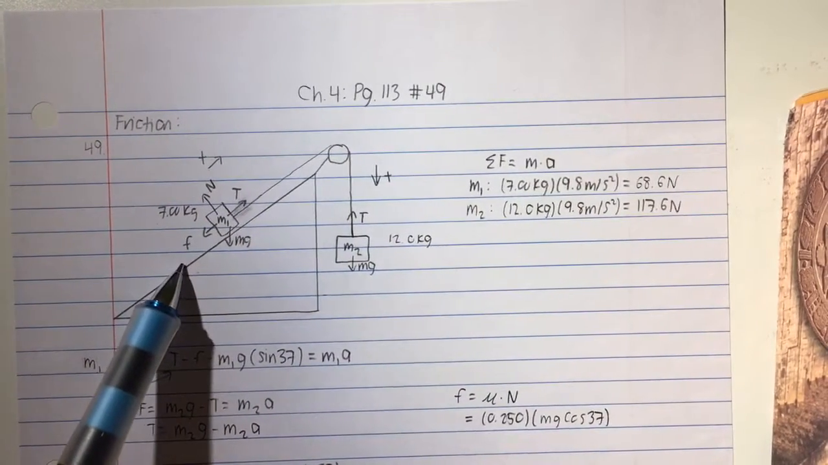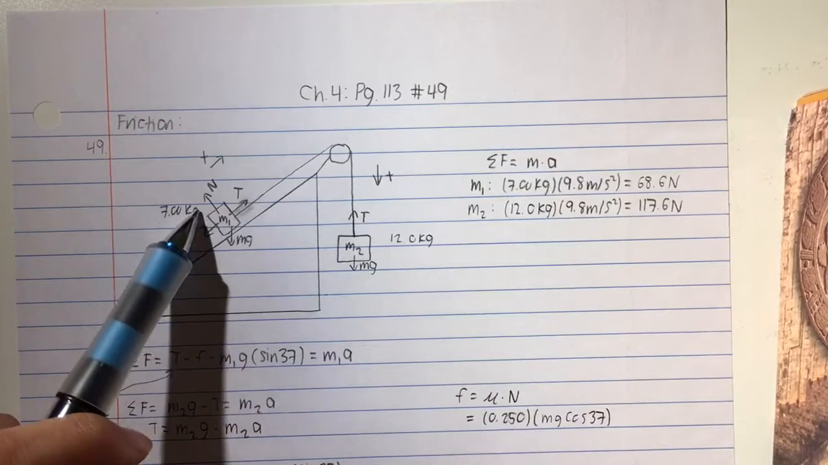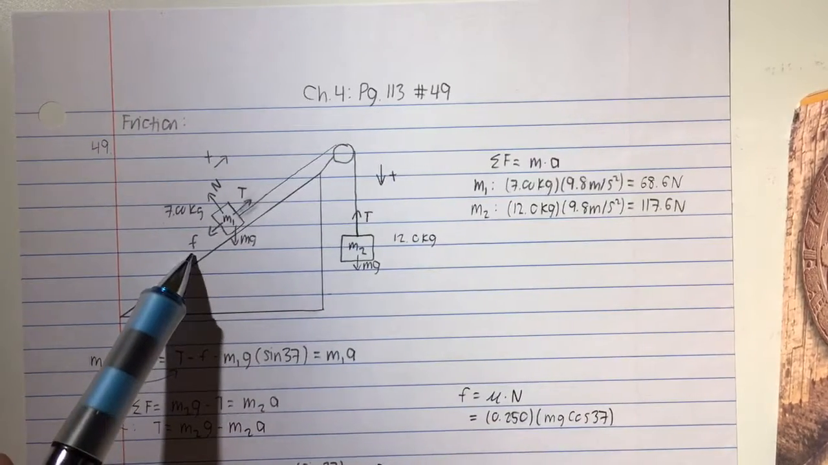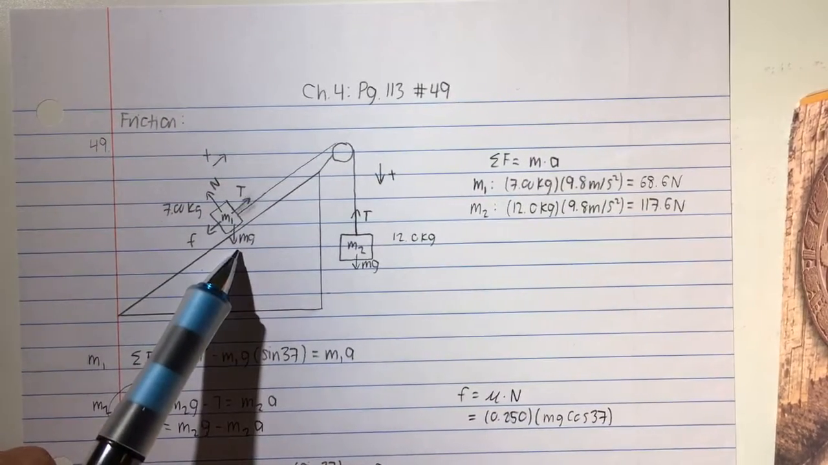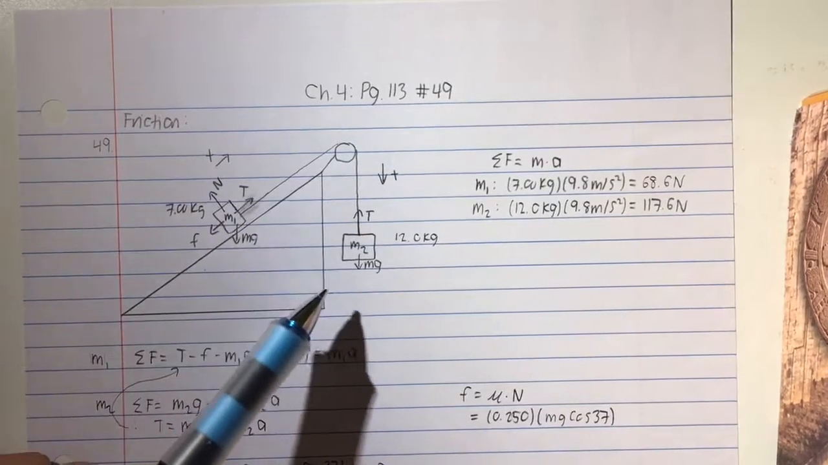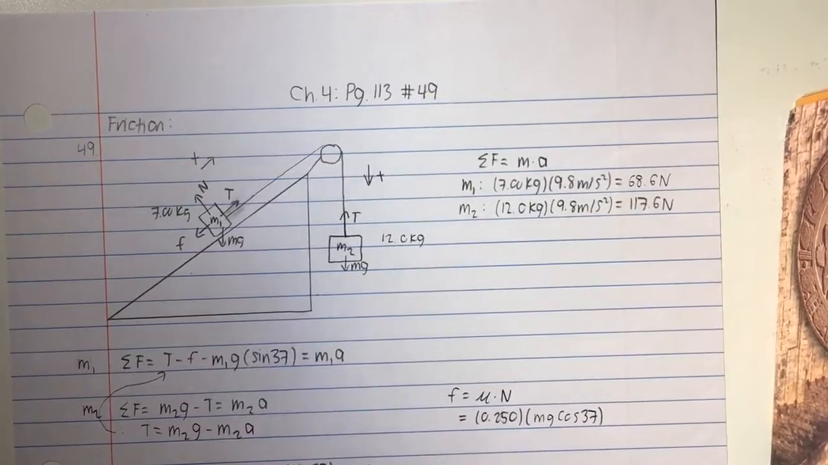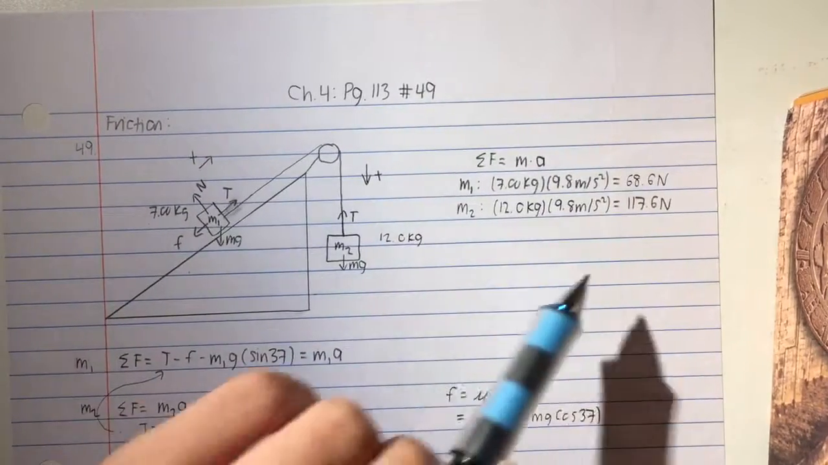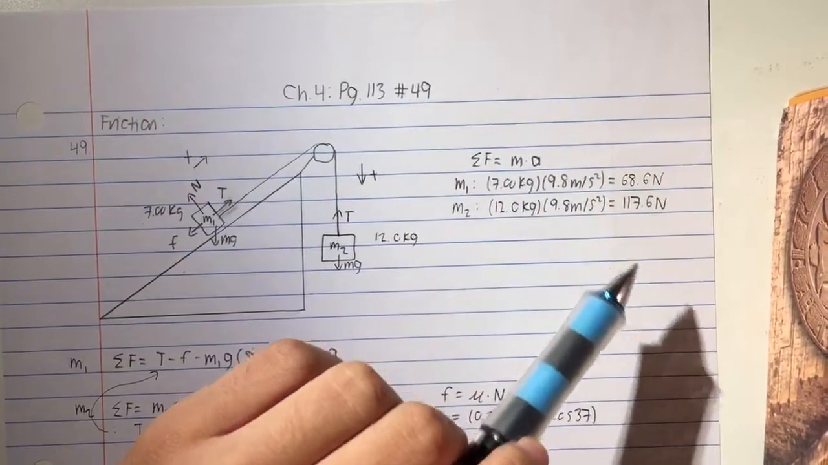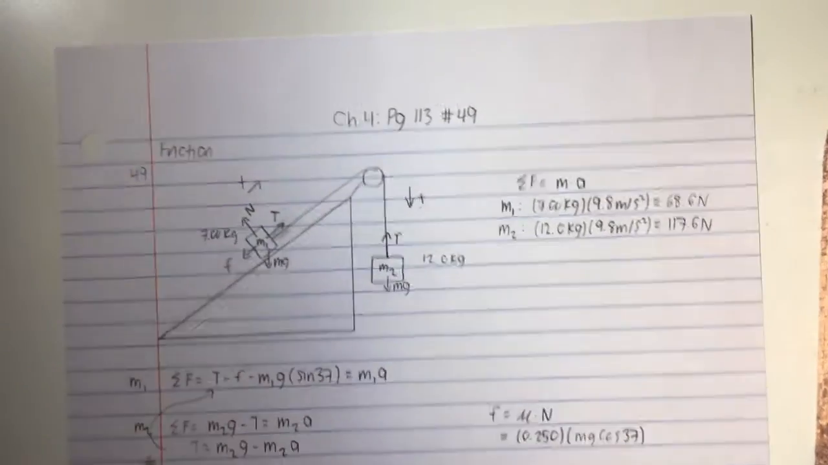And for the M1, there's the normal force, which is perpendicular to the ground, friction, weight, and tension. And for M2, there's only tension and the weight. And we could solve for the sum of forces, which is mass times acceleration. And we could use these numbers to plug it back in into our final equation.